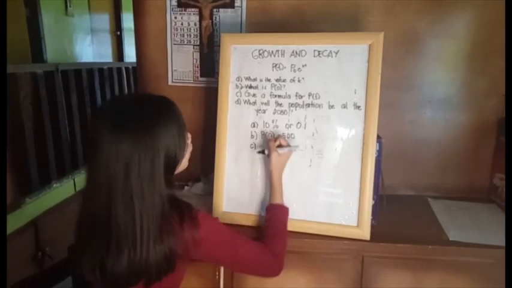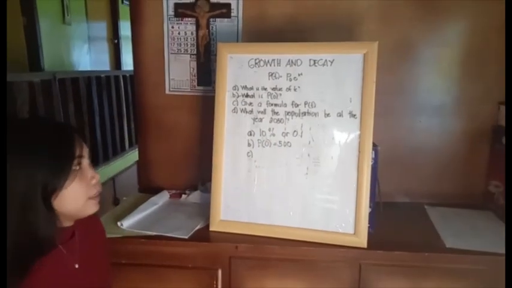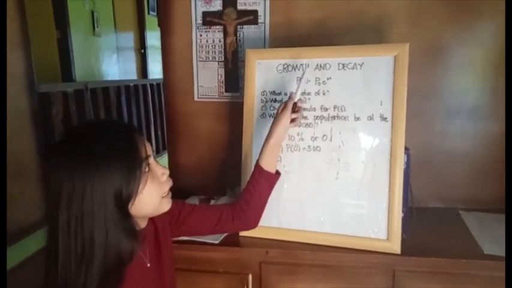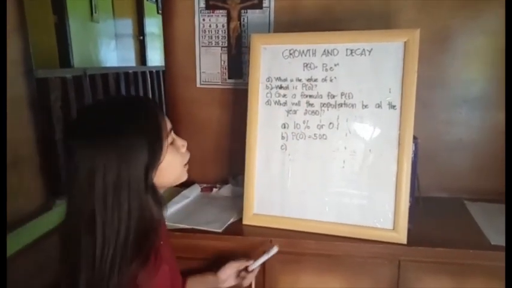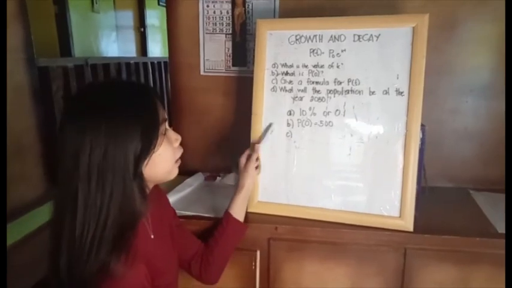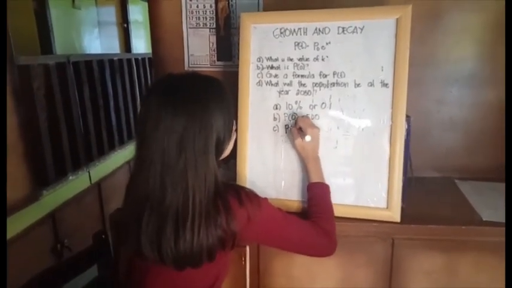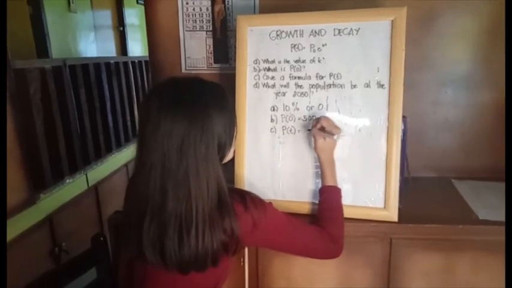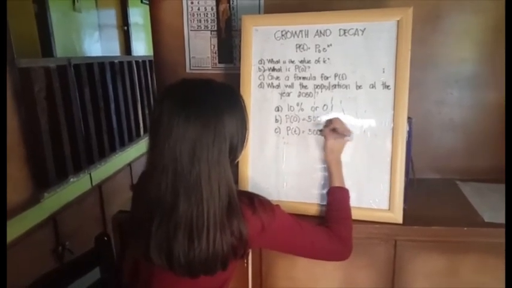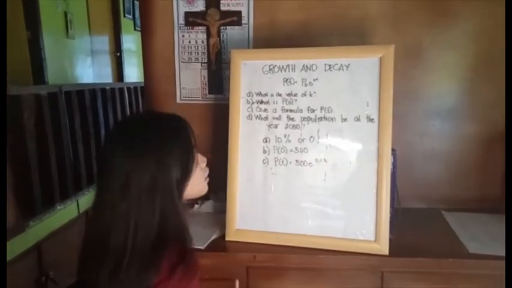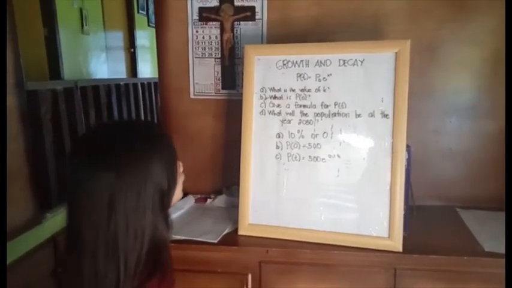Letter C, give a formula for P(t). By using P(t) = P sub 0 e^(kt), we can now substitute our k and our initial population. So P(t) is equal to 500 e raised to 0.1t. And this will be our formula for P(t).